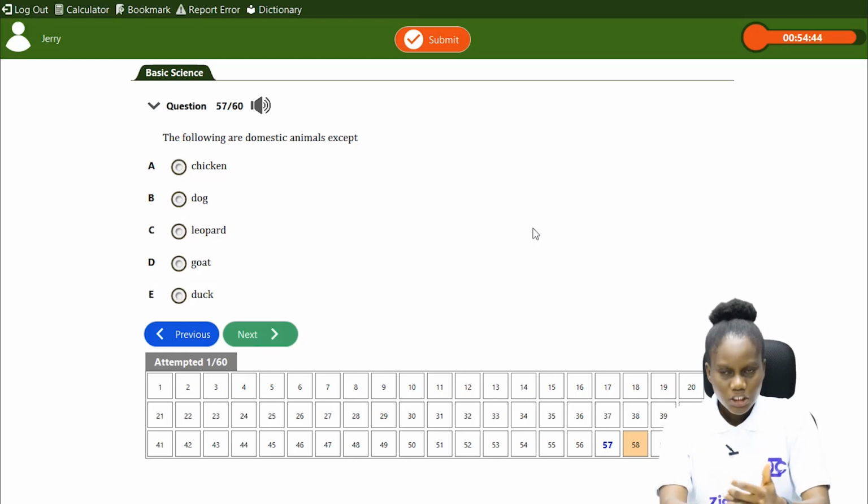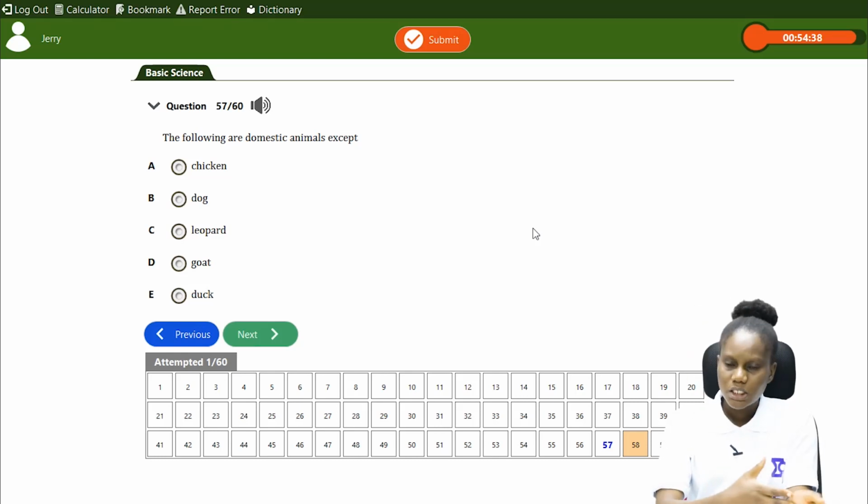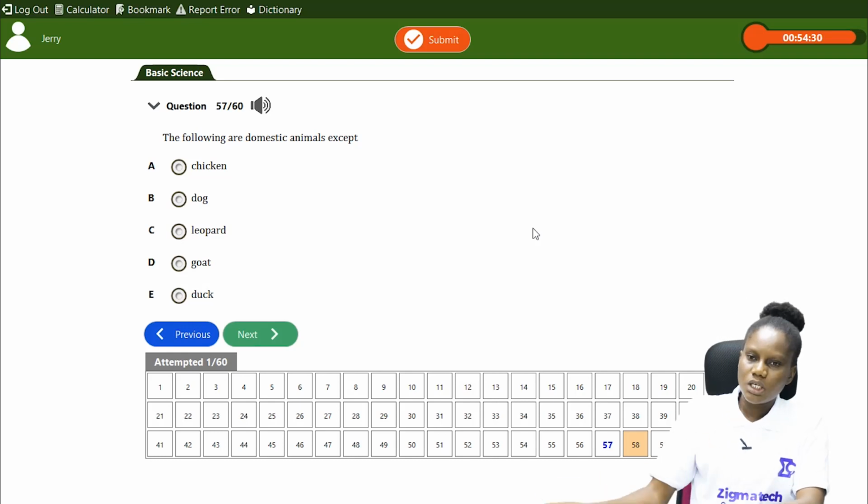Chicken, yes. Dog, yes. Leopard, no. Leopard is not a domestic animal. It's a wild animal. You can't rear it at home. Your goat, you can rear your goat at home. Your dog, you can rear your dog at home. But leopard is not a domestic animal.